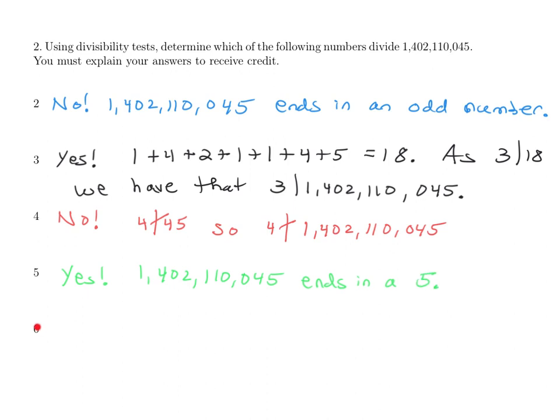We are at the last digit, which is 6. Does 6 divide this number? The rule for 6 is if both 2 and 3 divide this number, then 6 must divide this number. If at least one of them does not divide this number, then 6 can't divide this number. And so for this last one here, the answer is no. And the reason is 2 does not divide the number.